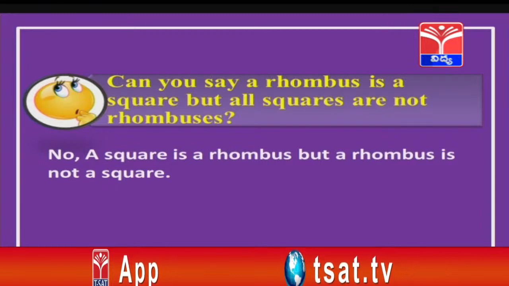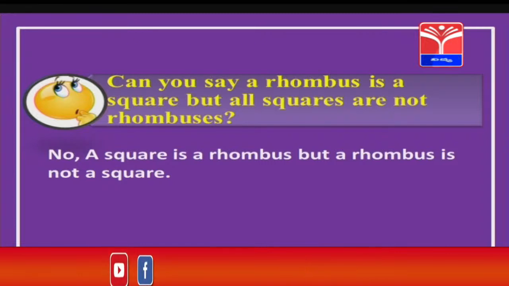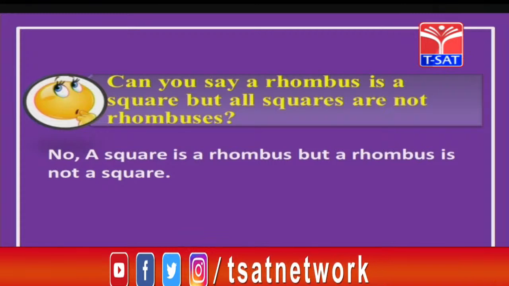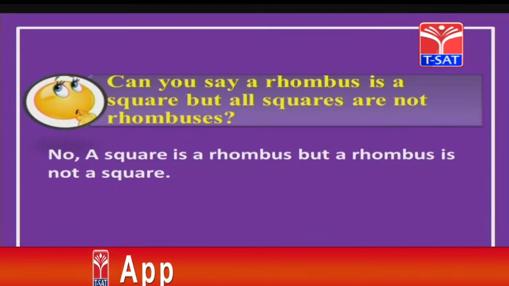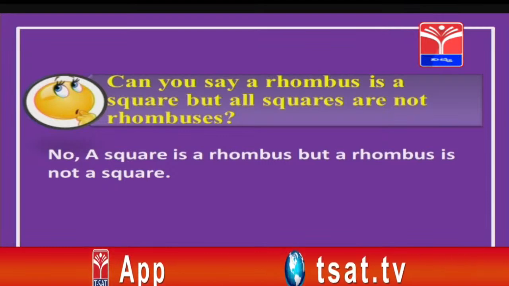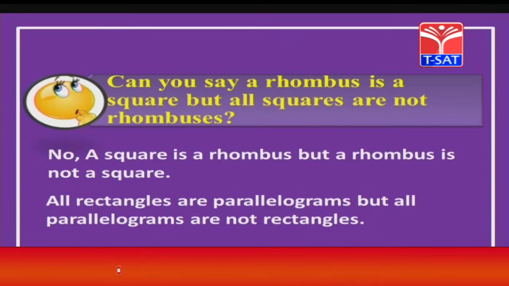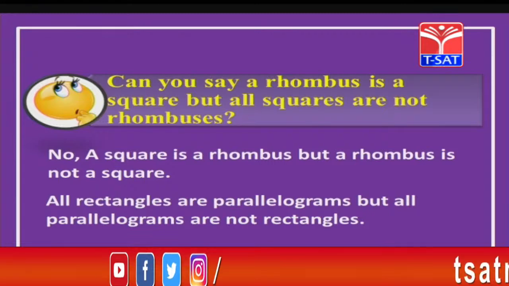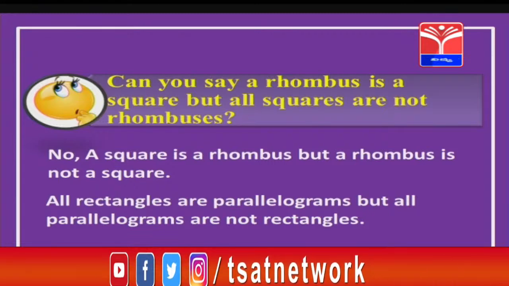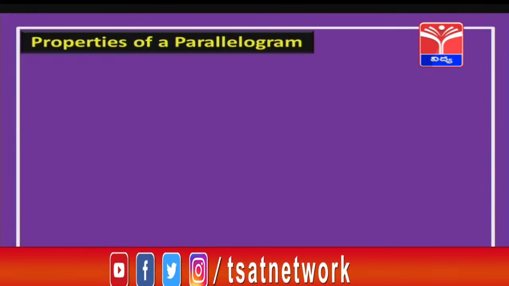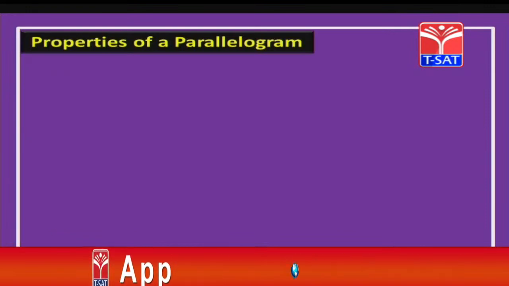Why? Because in a square all angles also should be equal and equal to 90 degrees, but in a rhombus all the angles are not equal and they are not equal to 90 degrees. So, that is why a rhombus is not a square, whereas a square is a rhombus. Similarly, all rectangles are parallelograms, but all parallelograms are not rectangles. So, these are very important concepts, children, that you need to remember. Okay. So, let us learn about the properties of parallelogram, children, now.